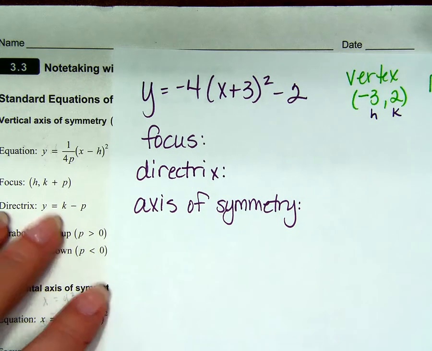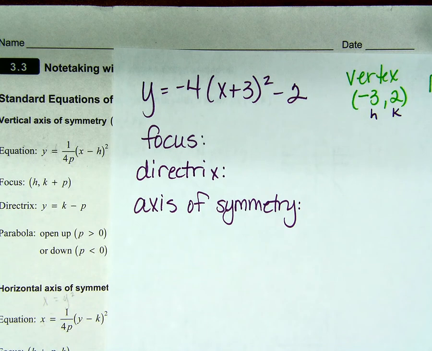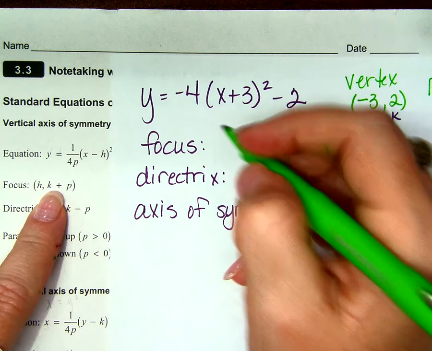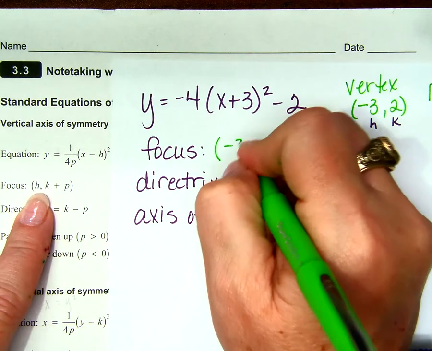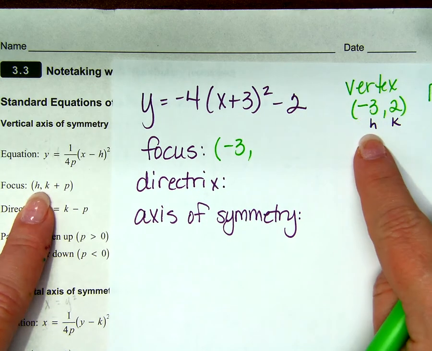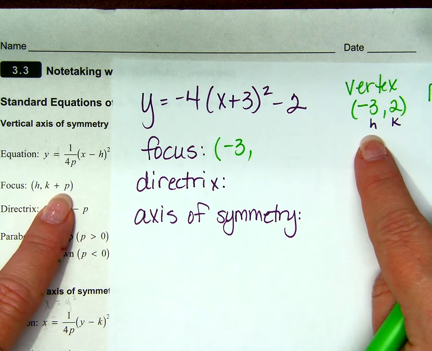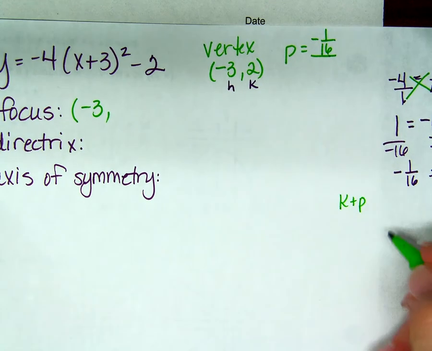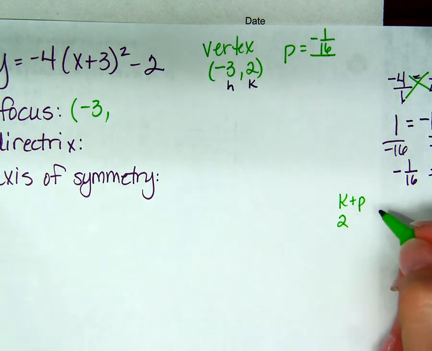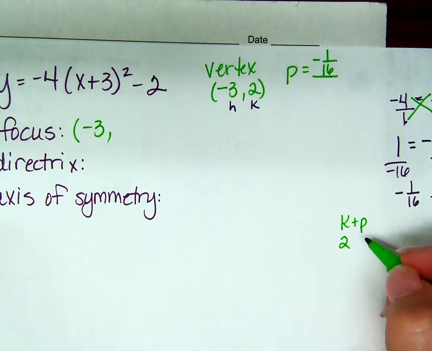Yeah, let's do it. The focus is H, comma, K plus P. It's a point, right? So I'm going to write it as a point. H, which is -3, right there. And then K plus P. Well, K plus P, K is 2. Uh-oh. Does anybody see our mistake?